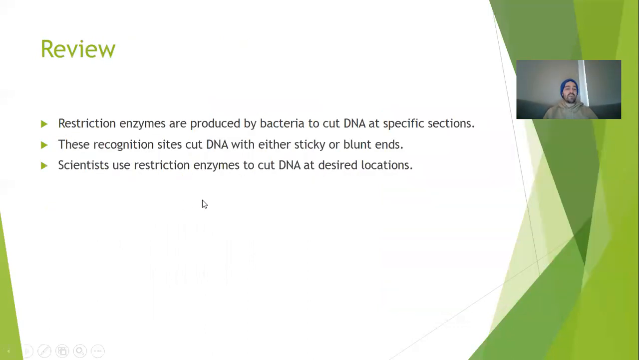So in review, restriction enzymes are produced by bacteria, and they cut DNA at specific sections. Those sections are known as recognition sites, and they either leave blunt or sticky ends depending on the recognition site. And lastly, we've started to use these restriction enzymes to cut DNA at desired locations, so we can then manipulate DNA after it's already been cut. We're going to learn a little bit more about this process over the next few lessons, and how we then utilize this in technology or industry to help us achieve things in DNA that we want.